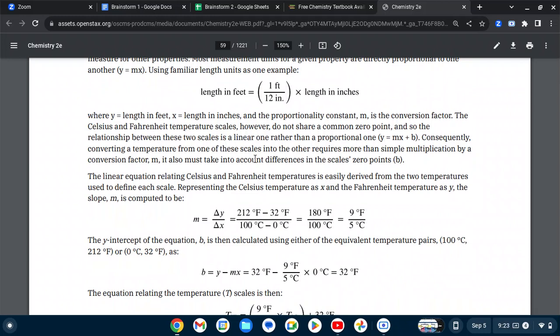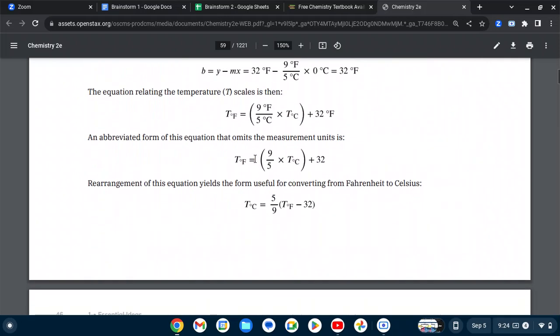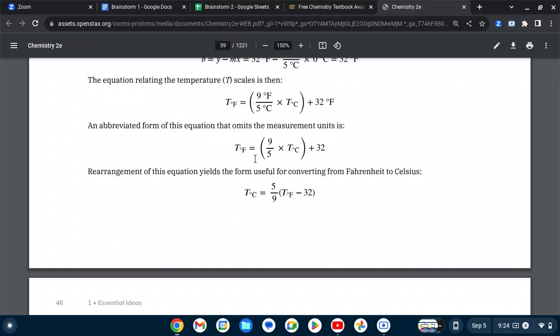The y-intercept of the equation, b, is then calculated using either of the equivalent temperature pairs, as b equals y minus m x, equals 32 Fahrenheit minus 9 Fahrenheit over 5 Celsius times 0 Celsius, equals 32 Fahrenheit. The equation relating the temperature scales is then T in Fahrenheit equals 9 Fahrenheit over 5 Celsius times T in Celsius plus 32 Fahrenheit. An abbreviated form of this equation that omits the measurement units is T Fahrenheit equals 9/5 times T Celsius plus 32. A rearrangement of this equation yields the form useful for converting from Fahrenheit to Celsius: T Celsius equals 5/9 times the quantity T Fahrenheit minus 32.